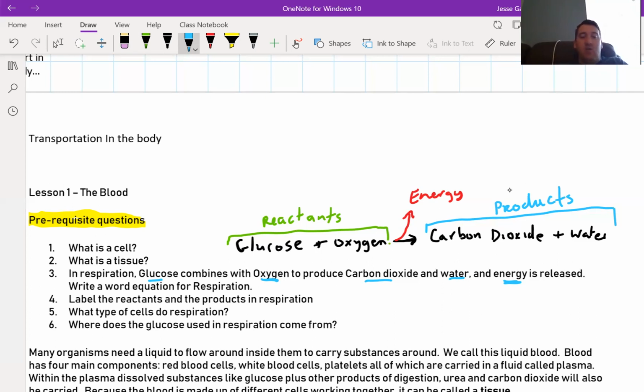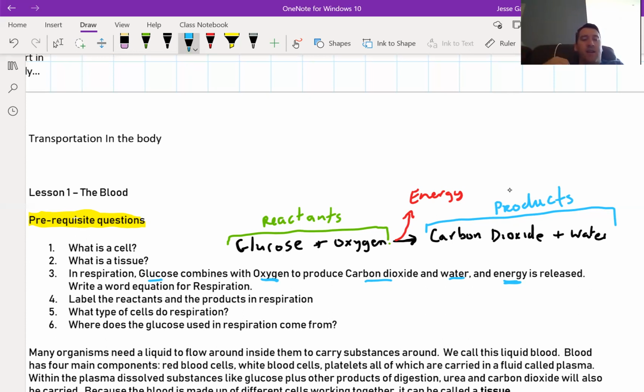Mitochondria are the organelles, the parts inside the cell where this happens, and any cell that's got mitochondria is going to do respiration. There are a few exceptions which we won't go into, but for the most part, all cells need to do respiration because all cells need energy.